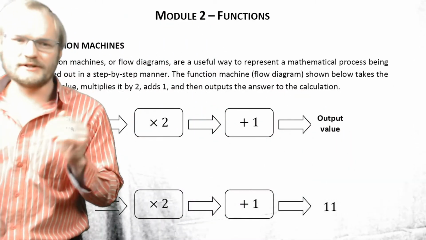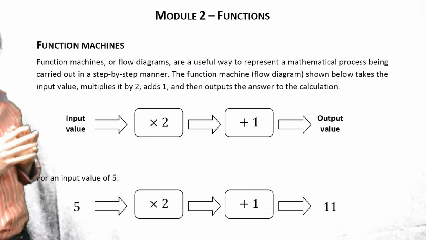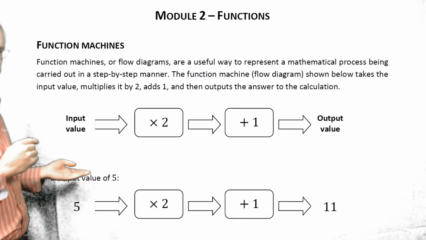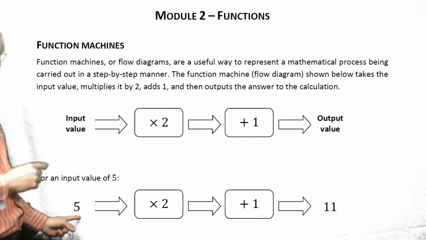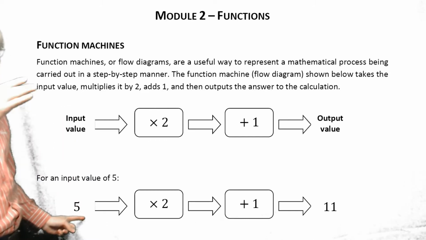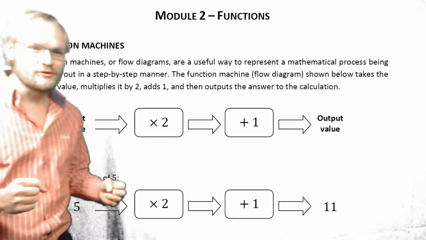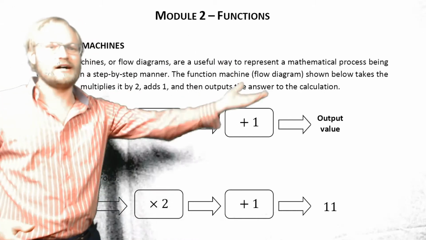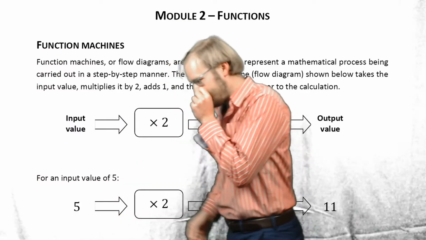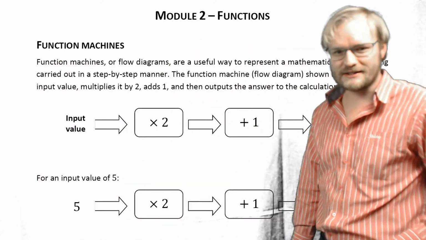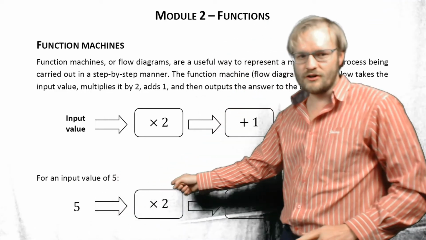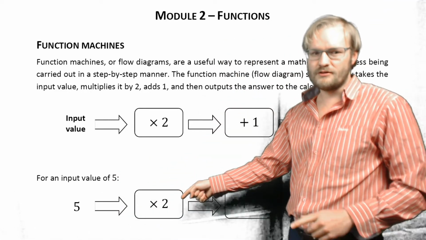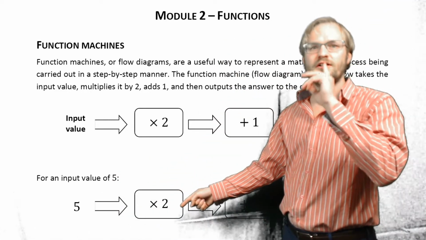So let's see what happens if we do some examples. Let's input the number 5 and then let's apply the same rule, and we're going to keep applying the same rule. So what happens when we input 5? What's our output going to be? So let's run through it. Remember, it's going to be step by step. So first we take our 5. What do we do with it? We multiply it by 2. Okay, so 5 times 2, 10.